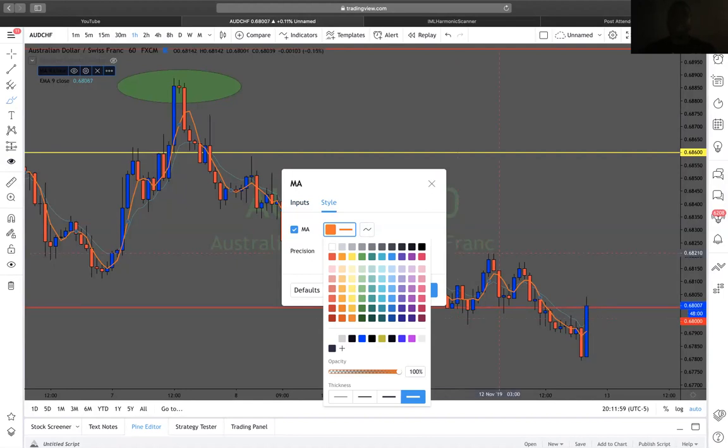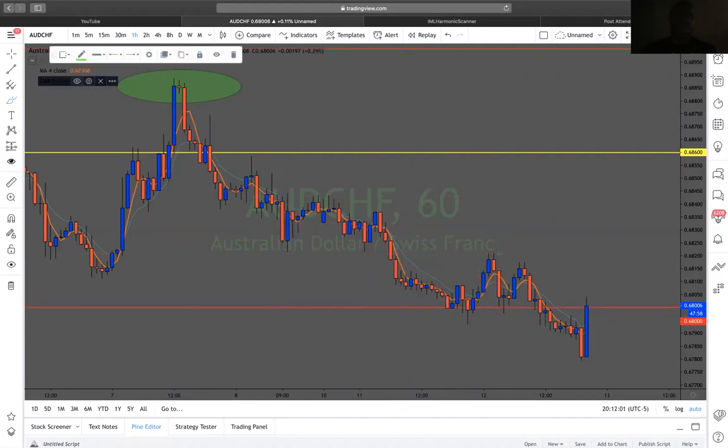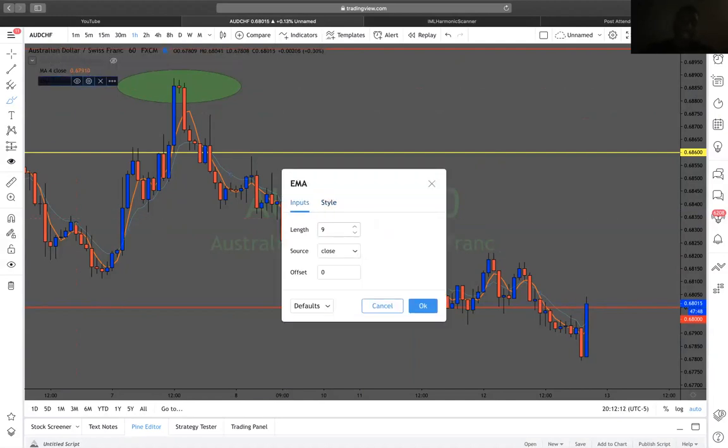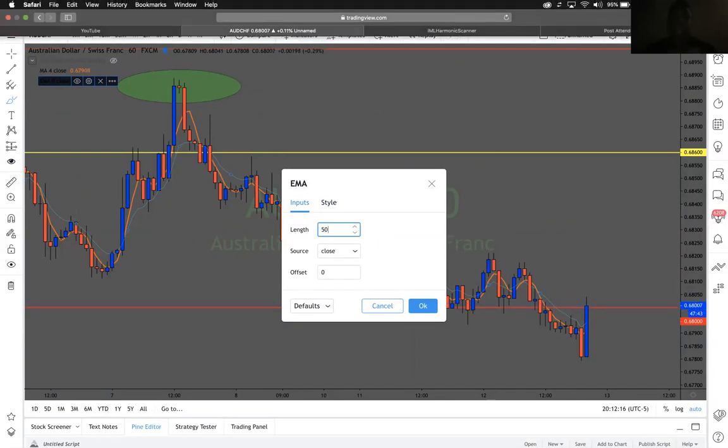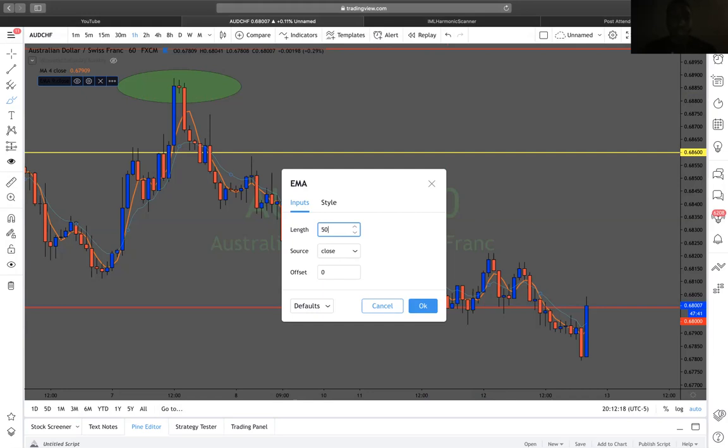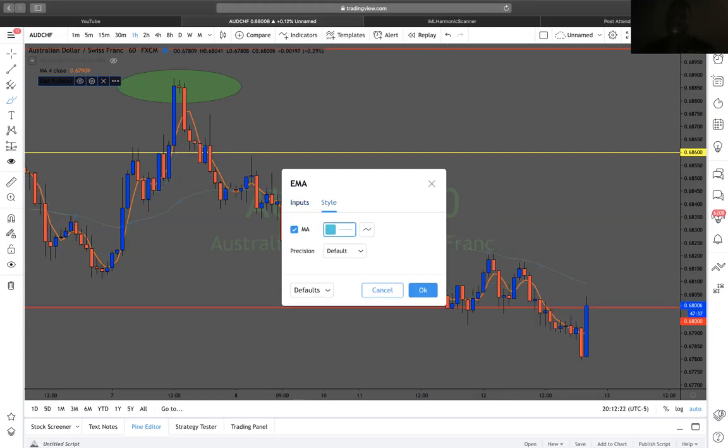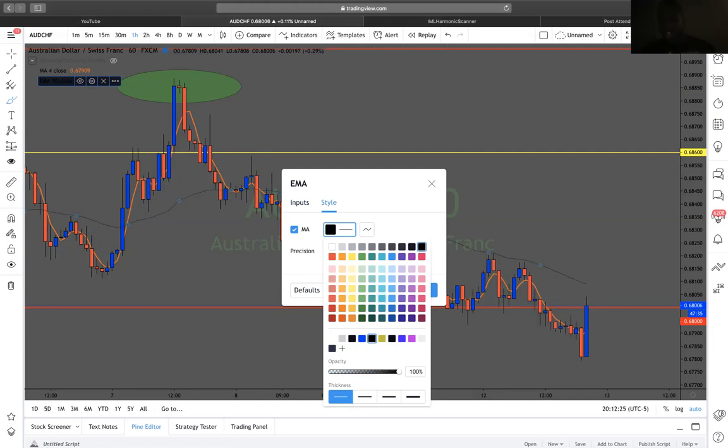After that, we're done with the moving average. Now we're gonna go to the second one that says EMA, which is on the left side of your screen. We're gonna go to EMA, and go to settings again. For this, you're gonna change the length from 9 to 50. And then you're gonna go over to style. For my EMA, I like to have it black. And again, increase the thickness, so it's very easy to see.